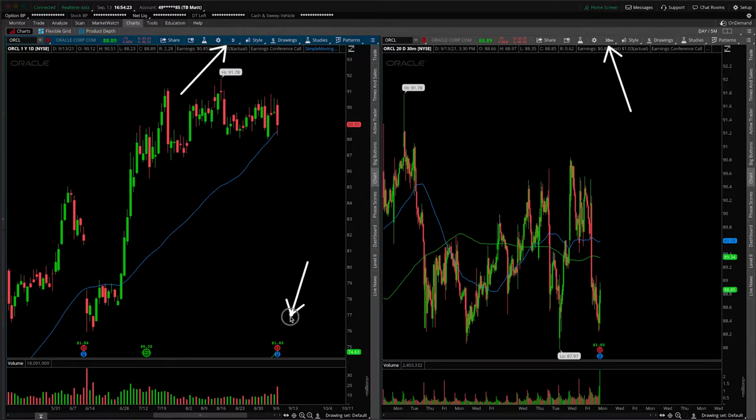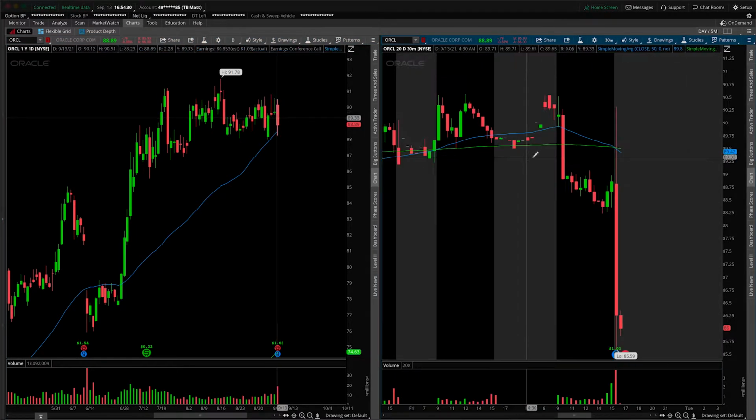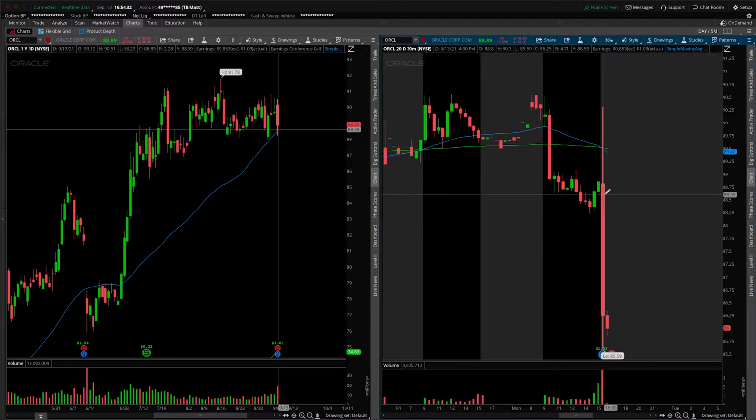On the left-hand side, we have the daily time frame, and on the right-hand side, the 30-minute intraday time frame. First things first, these guys did give us an earnings announcement after the bell today, so let's flip on the extended hours session and see what's going on with the number here. If we zoom in, wow, look at that. So a fairly volatile move on the announcement here, but definitively lower, right?